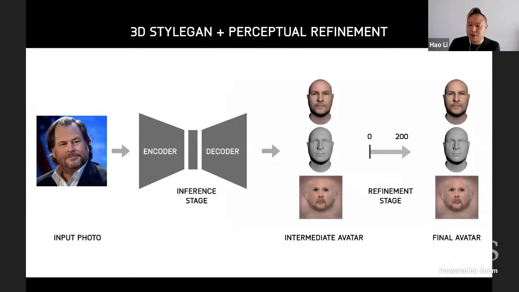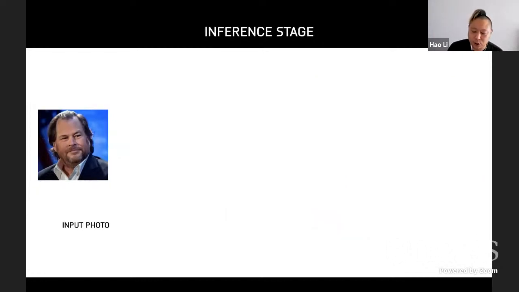So the first stage is very fast, right? It's probably less than a second. But then in the second stage, every iteration probably takes about a second, right? So we need multiple iterations to improve the avatar quality. And for this final step, we use differentiable rendering. So let me first explain how the inference stage works.